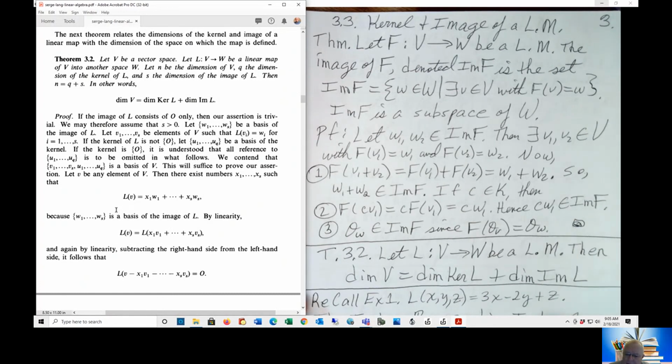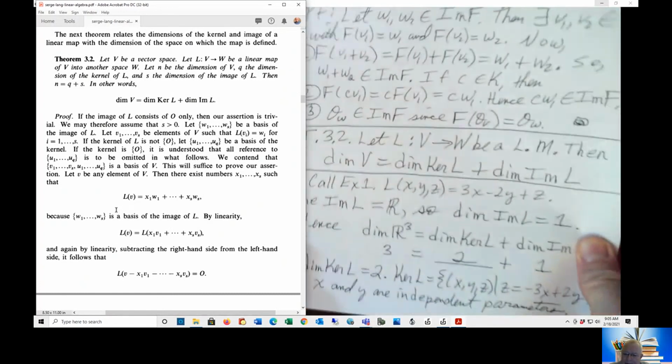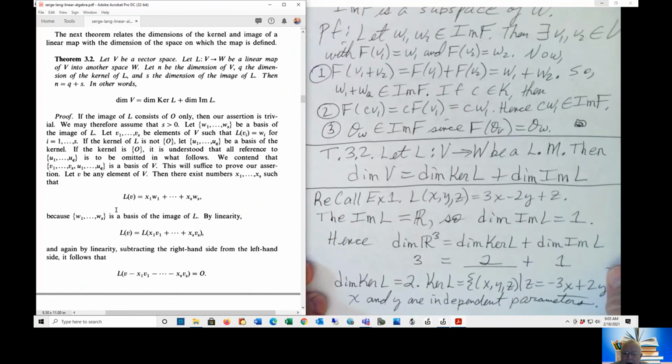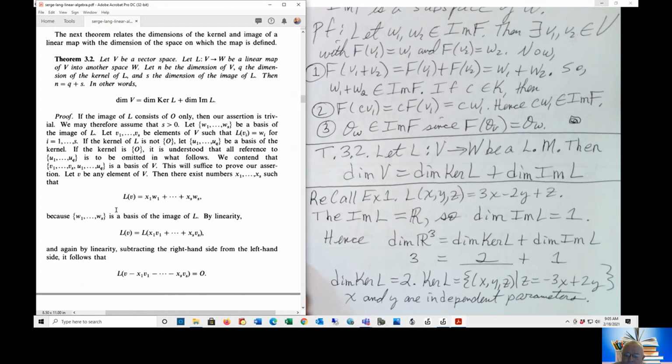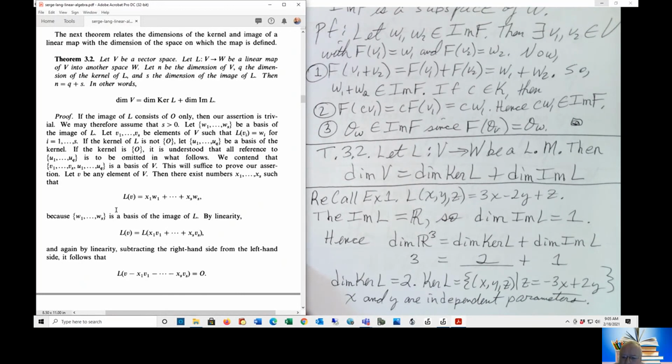Let's see how this would relate to our previous example. Recall example 1, where we had ordered triples going to a real number, 3x minus 2y plus z. Now, if we were to apply this dimension theorem, first note that the image of this linear mapping is all real numbers. So the dimension of the image is 1.